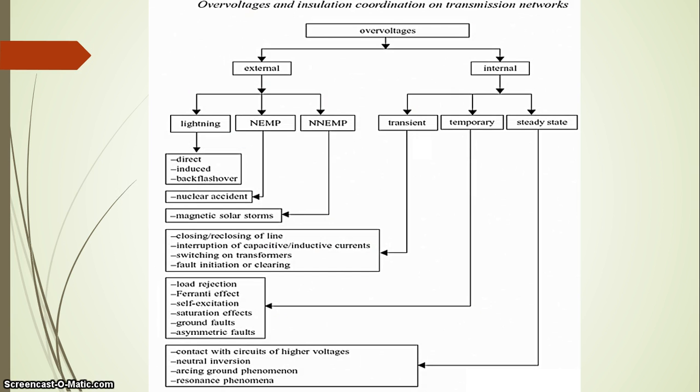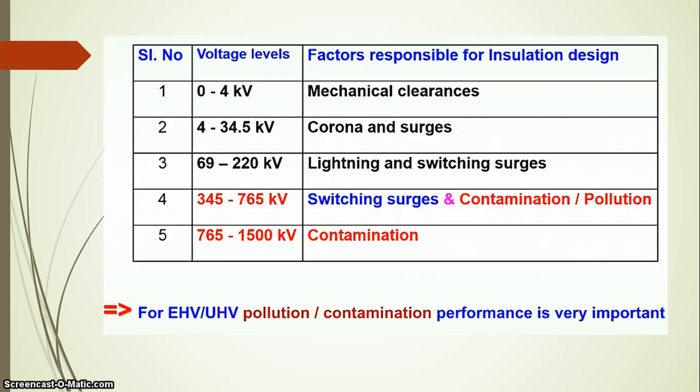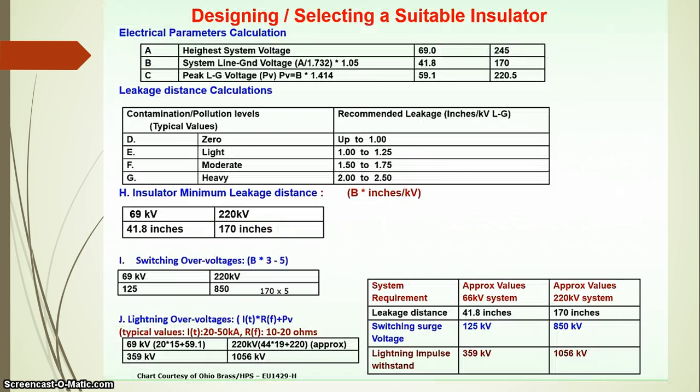After that we have overvoltages, and we have seen overvoltages may be considered as external and internal, where external include lightning, NEMP, NNEMP and other transient, temporary, steady state overvoltages. After that we have switching surges, contamination and pollution, which are mostly the criteria for insulation design for an extra high voltage line and above extra high voltage, that is ultra high voltage lines.